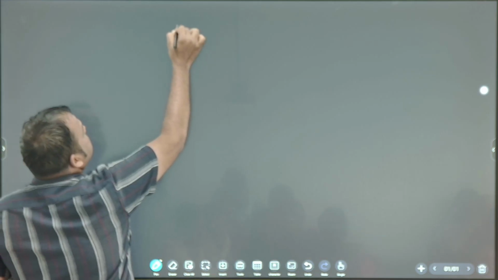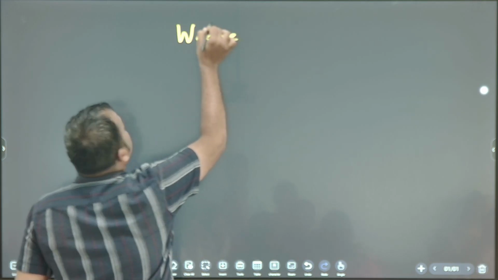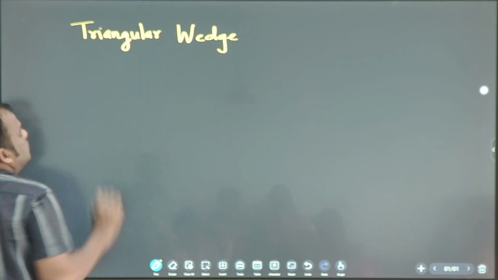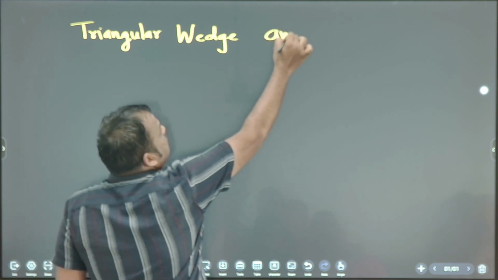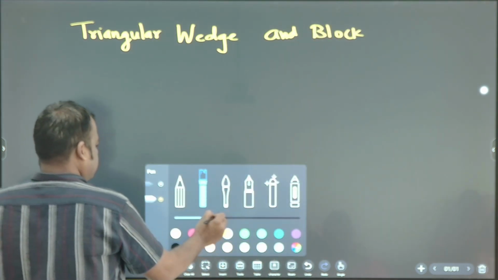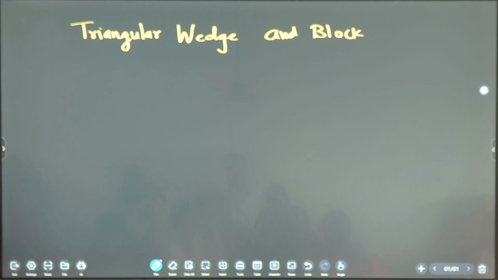So note down. Acceleration of wedge. You can write down the topic: triangular wedge and block. This is again an important topic.